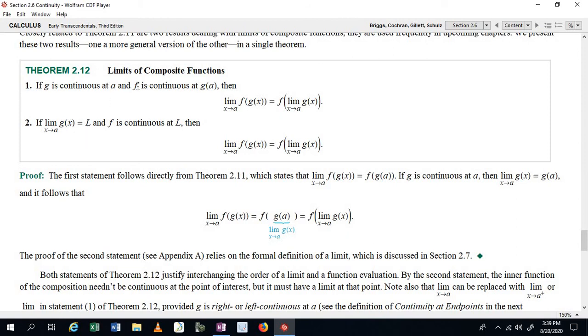And then the second condition here, f is continuous at g of a, is now that f needs to be continuous at this number L. And as long as you satisfy both those conditions, you get the same result that you did up here in part 1. So this is actually a looser condition here. This is a more abstract case. So this is actually a stronger, more useful part of the theorem.